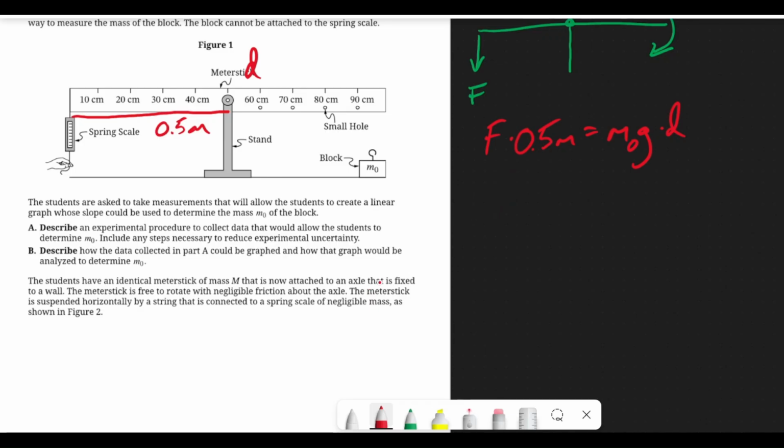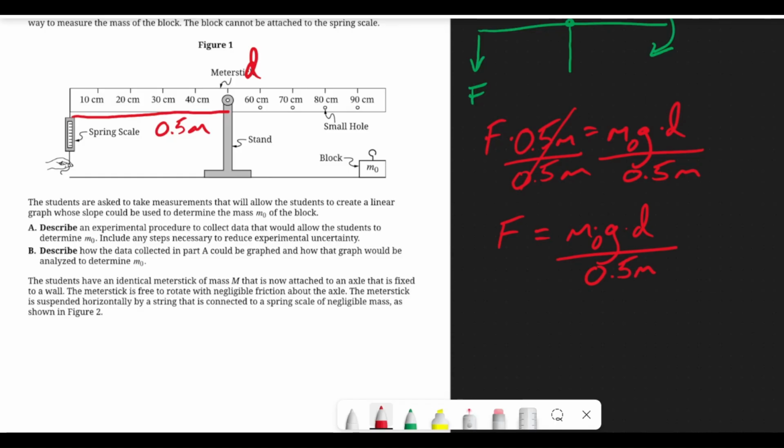So if I want to make a graph, I want to think about this graph like this. I'm just going to make a slight change to my equation right here. I'm going to divide both sides by 0.5 meters, and so my force is going to be equal to m0 times g times the distance from the axis of rotation divided by 0.5 meters.